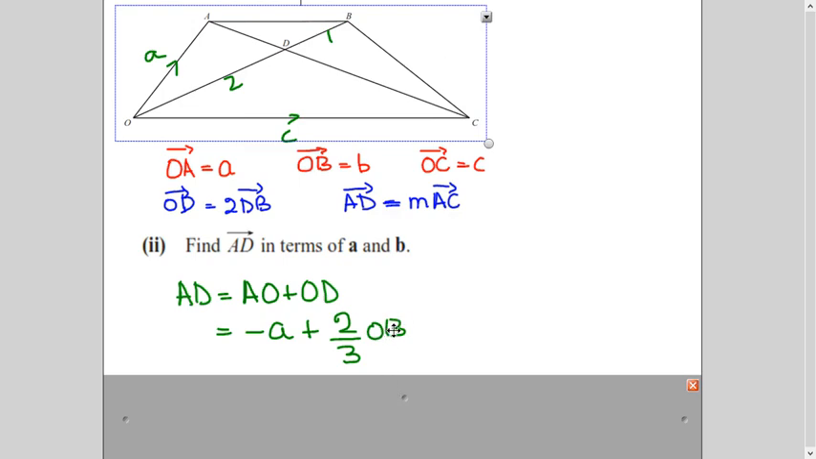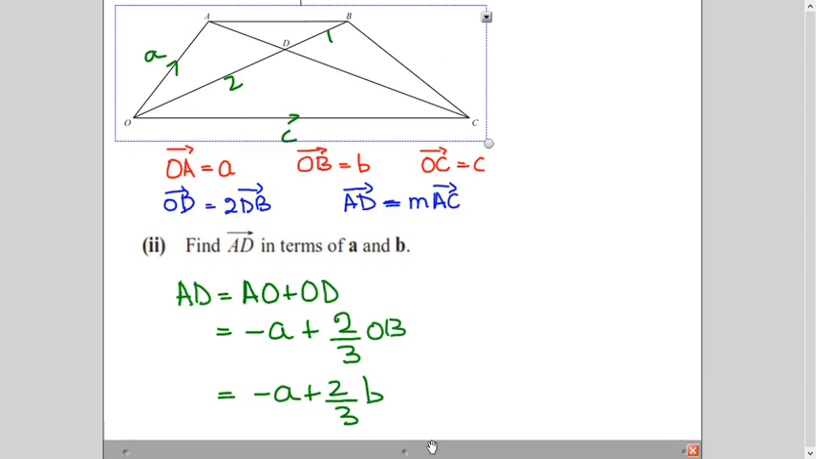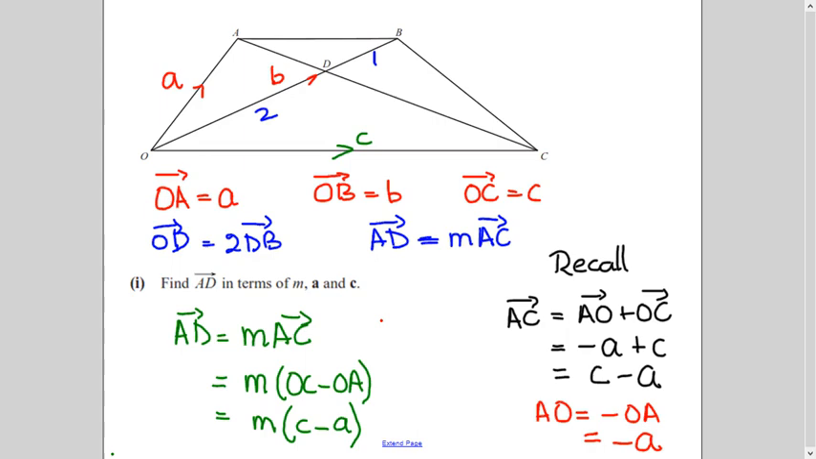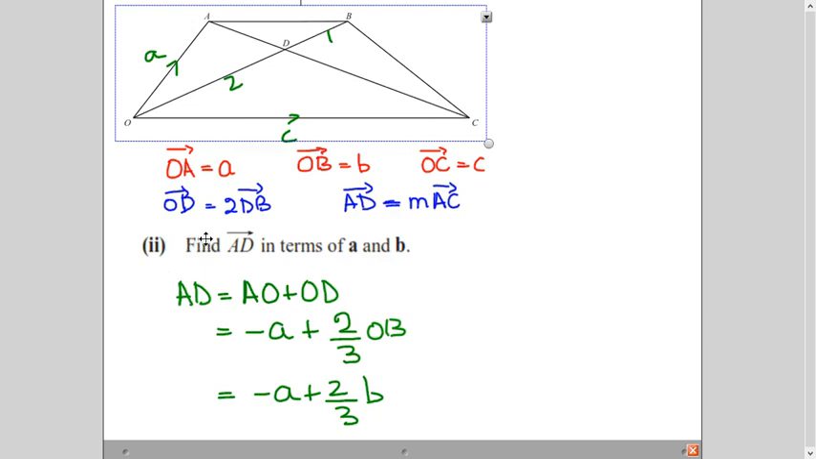And your OB is actually B. It is given in the question. So hence you got AB in terms of AB. Now AD in terms of AB, which is 2/3 of B minus A. So now from part 1, we have found AD in terms of MCA. And in part 2, we have found AD in terms of A and B. Let's see what part 3 is saying.